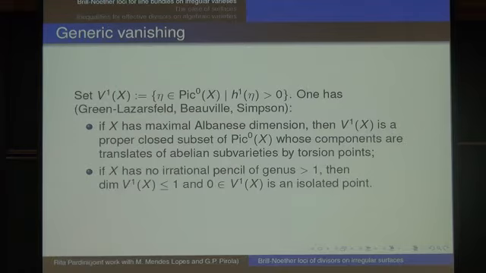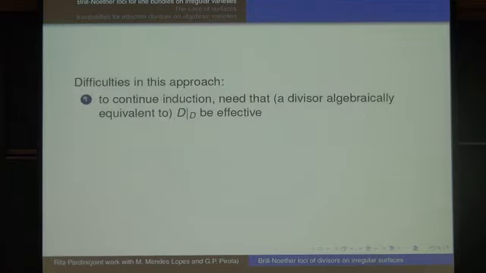And then, if we make further assumptions on X, that is, that it has no irrational pencil of genus greater than 1, then we have a very good bound for the dimension of V1 of X. This is at most 1, and 0 is an isolated point. So this is a union of translates of elliptic curves and some isolated points, and 0 is one of the isolated points.